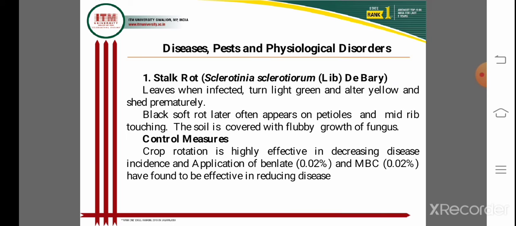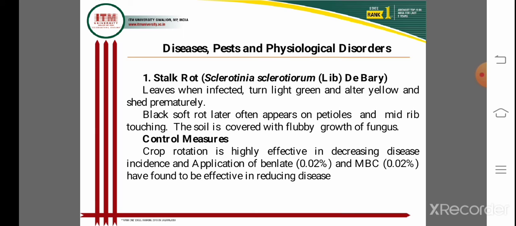So it's very important to know the stalk rots. The first one is sclerotinia stalk rot. It is an important disease of the leaves; when infected they turn light green and then yellow, and there is premature maturity of the cauliflower. The black rots, leathery lesions often appear on the petioles and midrib, and the soil is covered with a fluffy growth of the fungus.